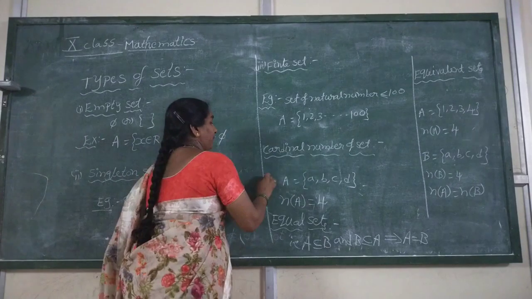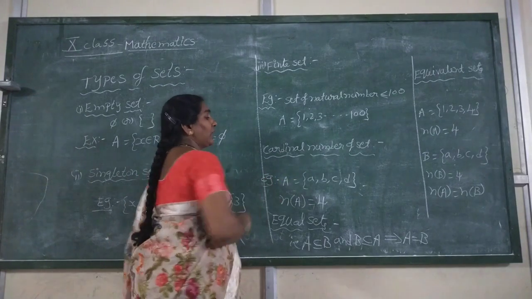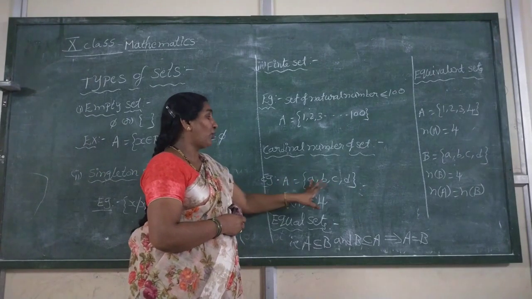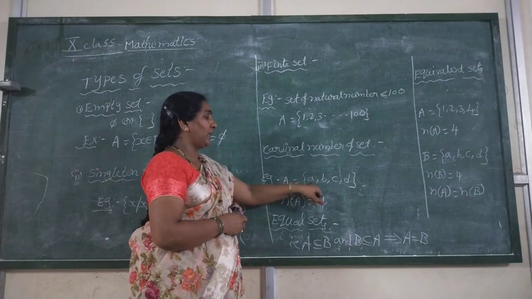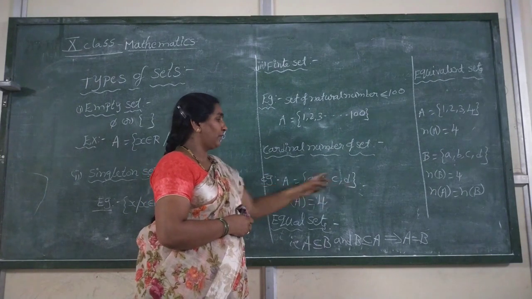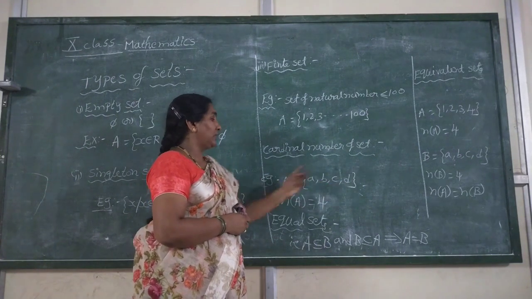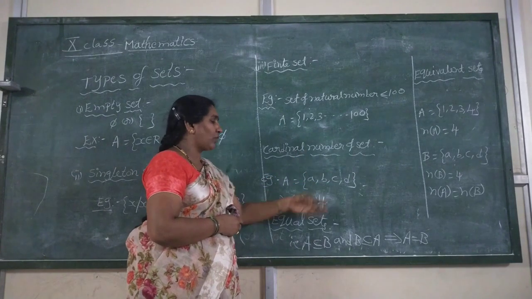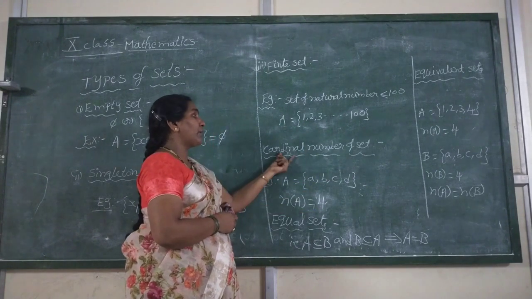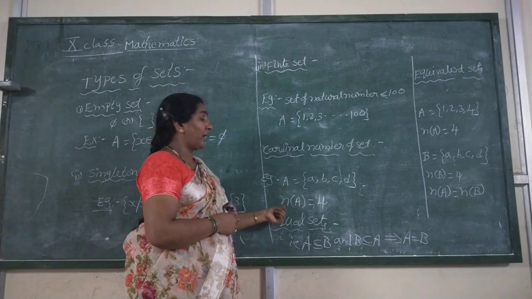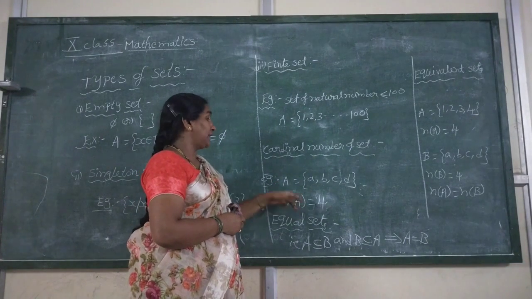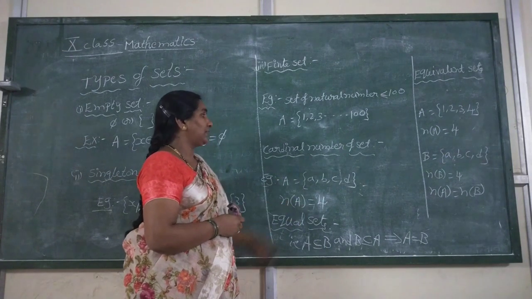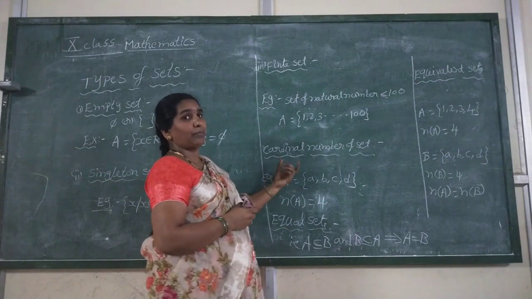For example, A equal to {a, b, c, d}. The set A contains 4 elements. What are those 4 elements? a, b, c, d: 1, 2, 3, 4. The number of elements in set A is equal to 4. The cardinal number of a set is represented as n(A). n(A) means the number of elements present in the set A, which equals 4. This is called the cardinal number of a set.